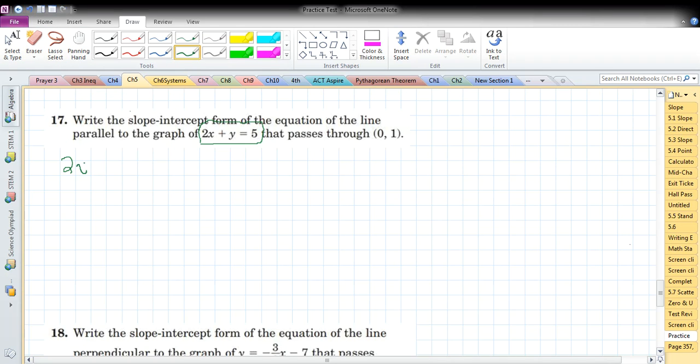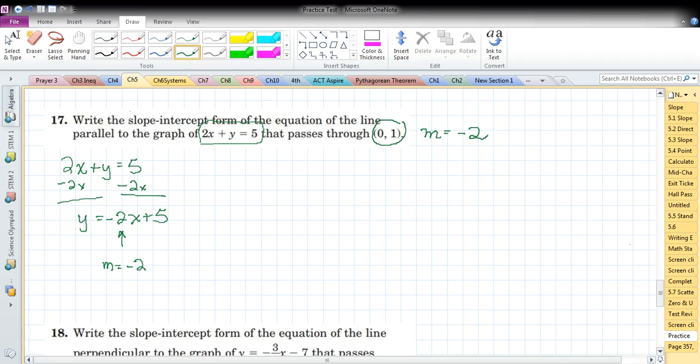So 2x plus y is equal to 5. I want this in y equal mx plus b format, so I'm going to subtract the 2x from both sides and get y is equal to negative 2x plus 5. Therefore, I know that the slope is equal to negative 2, and my new slope is going to be the same. So I have the equation of a line that goes through 0, 1, and the slope is negative 2.